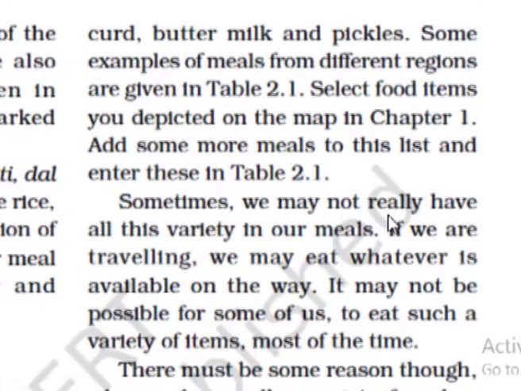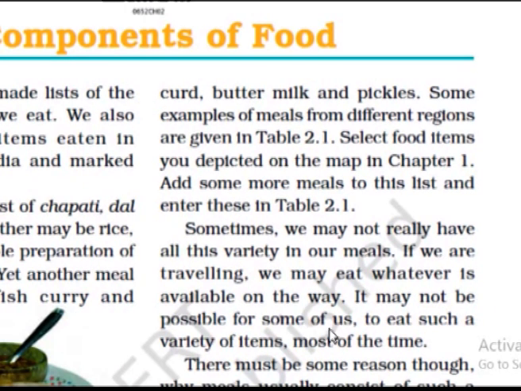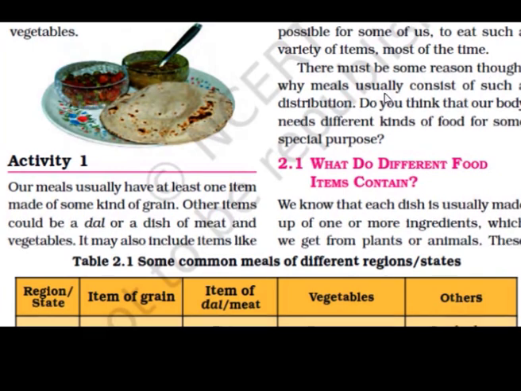Sometimes we may not really have all this variety in our meals. If we are traveling, we may eat whatever is available on the way. It may not be possible for some of us to eat such a variety of items most of the time. There must be some reason though why a meal usually consists of such a distribution. Do you think that our body needs different kinds of food for some special purpose?